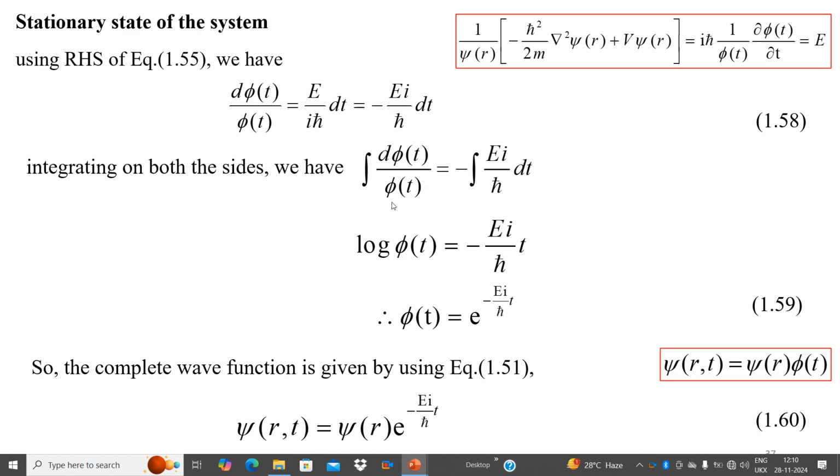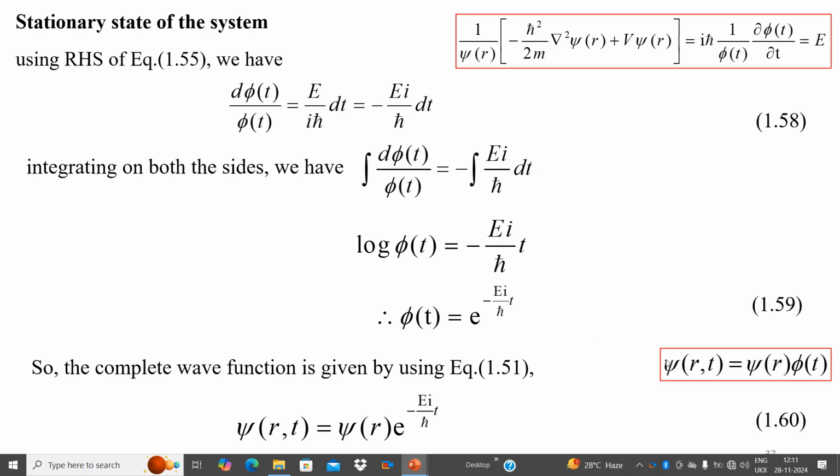So after the integration, the integration of dφ(t) by φ(t) will give you log φ(t), and integration of this one will give you t. Raising both sides with exponential, we have φ(t) which is equal to e to the power minus iE by ħ t. So we have found one variable wave function which is connected with the time coordinate, that is φ(t), which is equal to e power minus iE by ħ t.